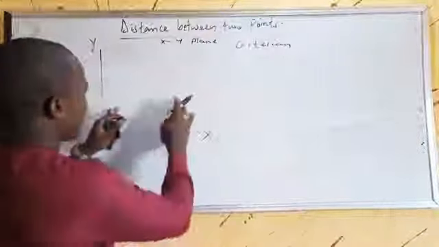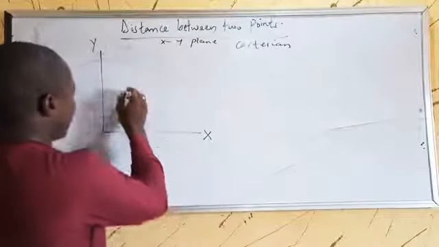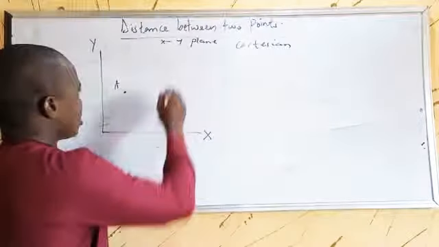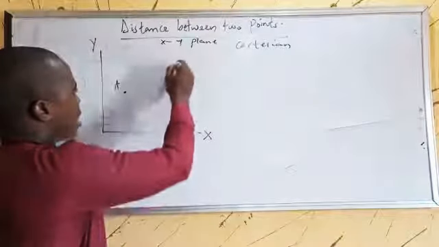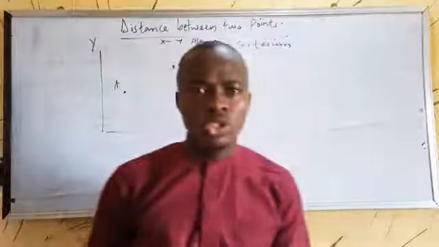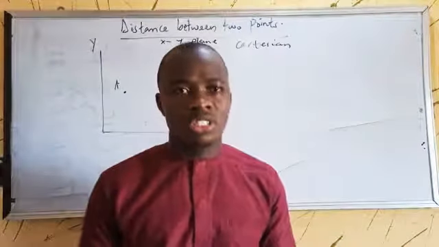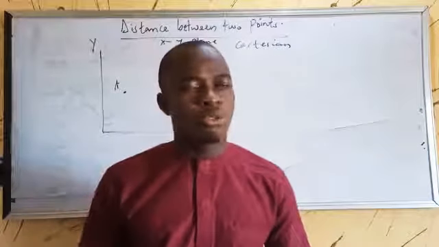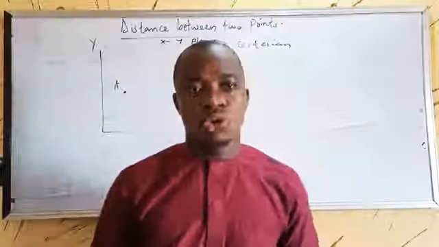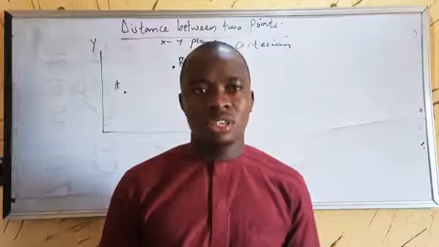So now, on this plane, if I have 2 points, let's say I have a point here. Let's say this should be A, and I have another point here, let this point be B. Are you getting it now? You know that in a Cartesian plane, a point is constituted with 2 values, that is coordinates. We call the coordinates X and Y, so we have an ordered pair. Are you getting what I'm saying now?